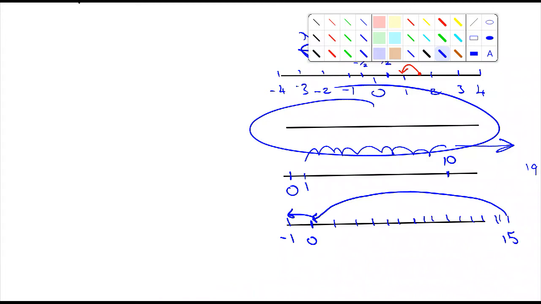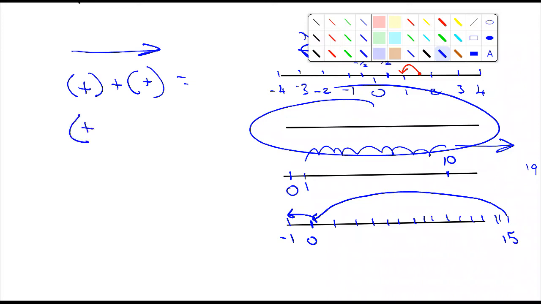If you add two positive numbers, you always go to the right. If you add a positive and a negative number, you're always going to go to the left. I don't know how much, maybe only a little bit, but you're always going to go to the left. Okay? Now, here's one more thing I want to say.